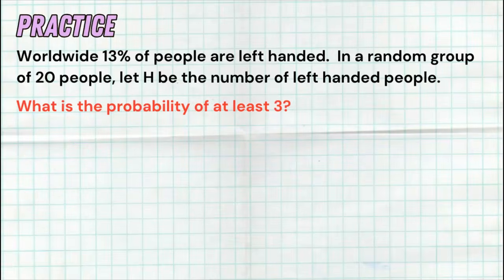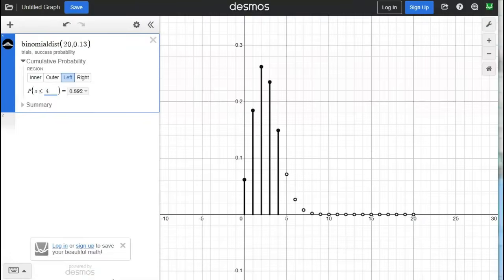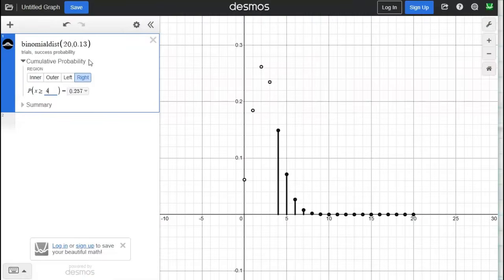All right, let's do another one like that. What is the probability of at least 3? Okay, at least 3 means 3 or more. Anything greater than or equal to 3. So I'm going to go ahead and use this awesome feature here on the left. I'm going to hit right, and that means greater than or equal. And I'm going to type in a 3 there. So it literally says when I'm looking for x greater than or equal to 3, and we get 0.492.